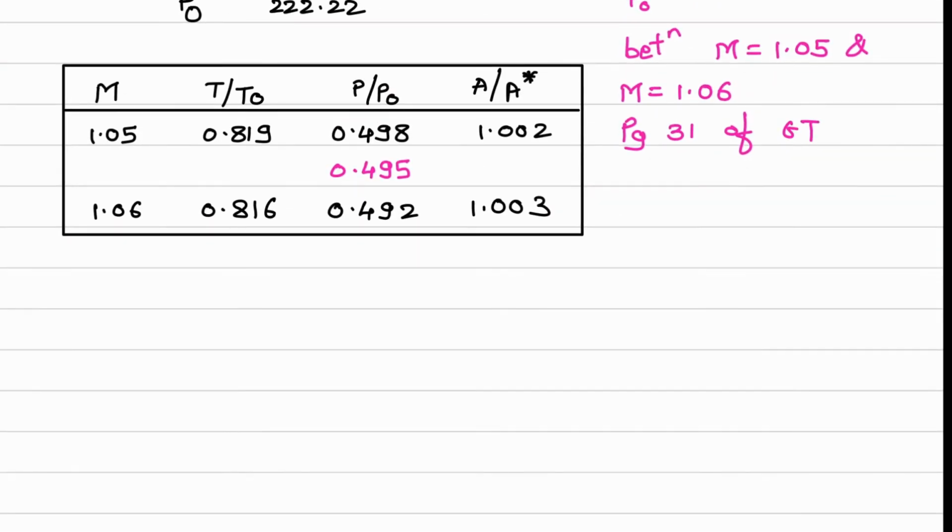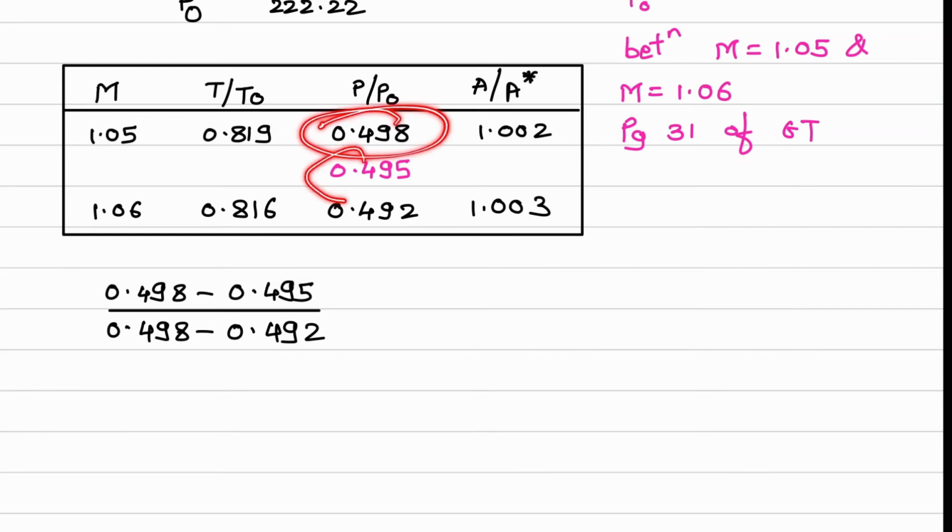Okay, so now I'll use interpolation to calculate. Okay, so see how I'm doing the interpolation. All the values over here are known. Okay, so I'll write down 0.498 minus 0.495 divided by 0.498 minus 0.492. So what I have done over here, this 0.498 minus 0.495 divided by 0.498 minus 0.492. Okay, that I have written.